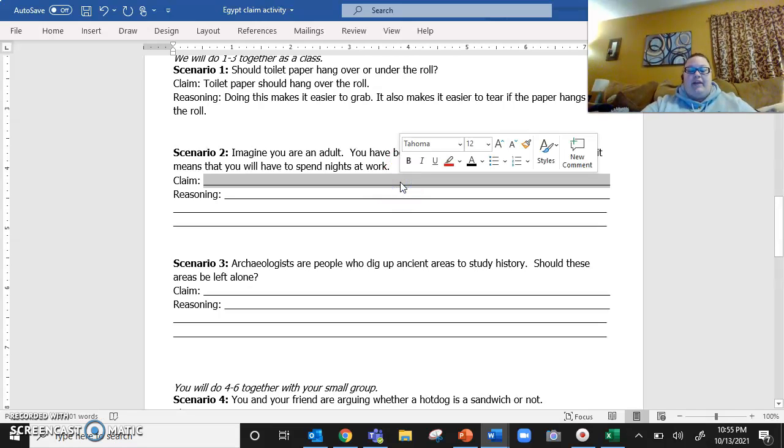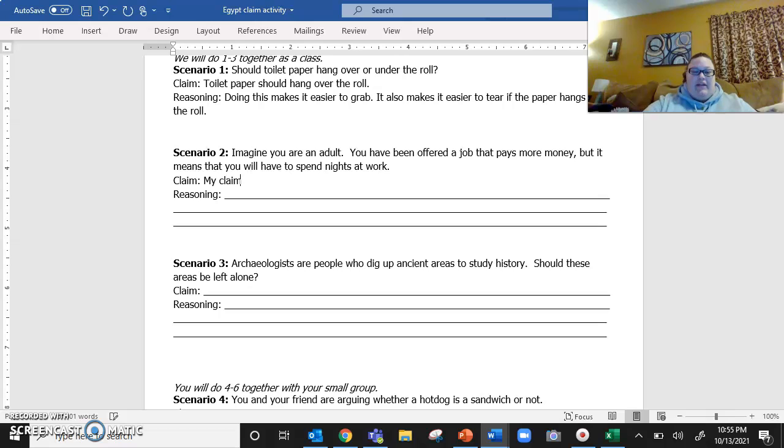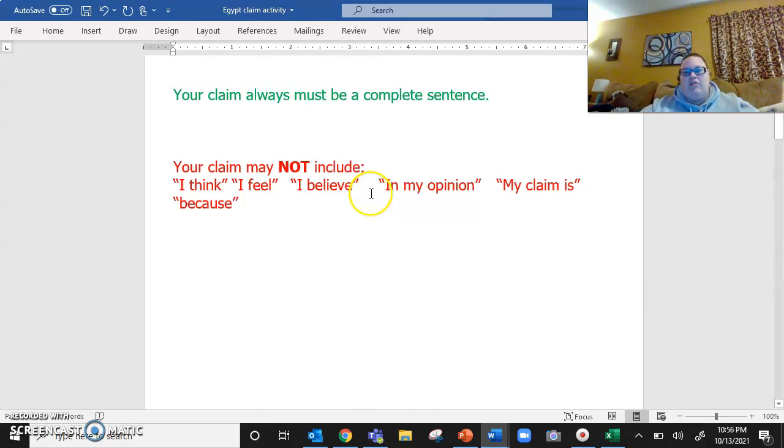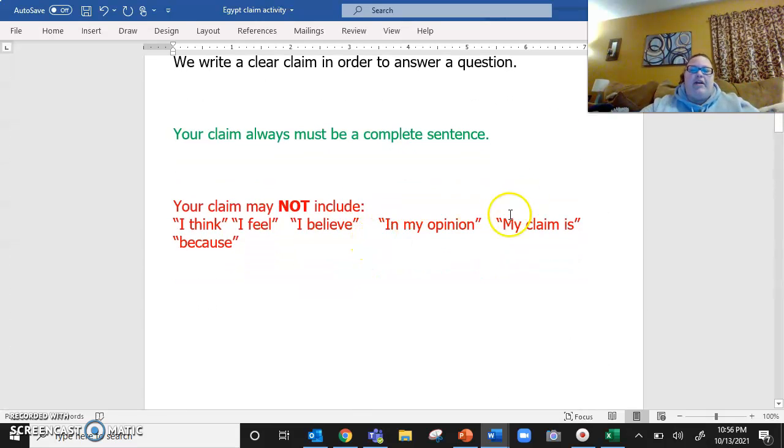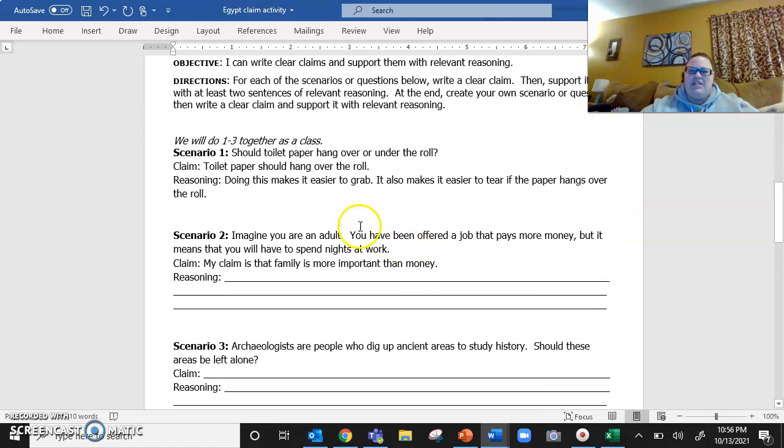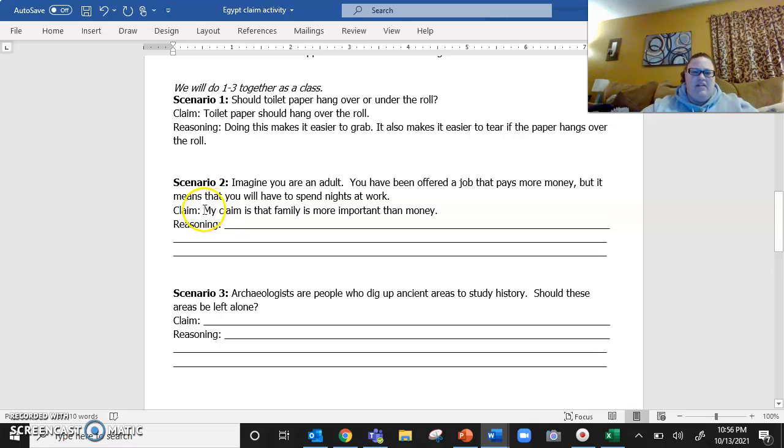Well, I know my claim. My claim is that family is more important than money. What was that? Why did you go like that? Why'd you smack your head? Because I can't... Oh, go up to the notes, Hawkins. Oh my gosh, I can't start with "my claim is." Do you think we can do the same thing and we can just erase that?